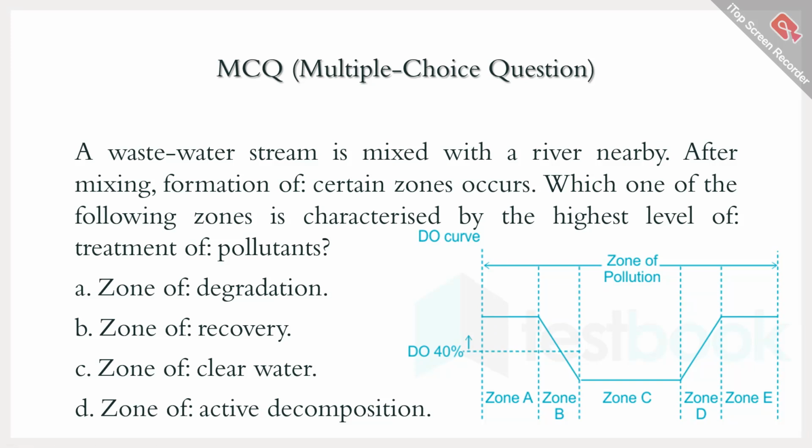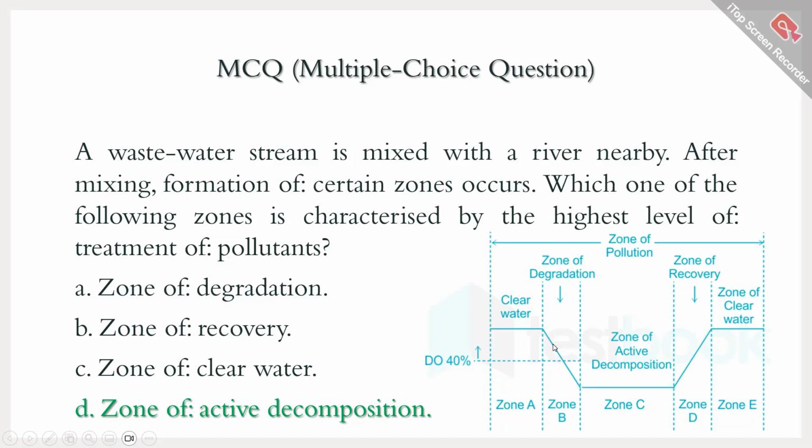So basically these zones A, B, C, D, and E are these types of zones: degradation, recovery, clear water, active decomposition. And we can see the zone of active decomposition is the zone where the lowest level of dissolved oxygen can be observed. Okay, option D is the correct answer. It has the lowest level of DO and the highest level of treatment of pollutants.